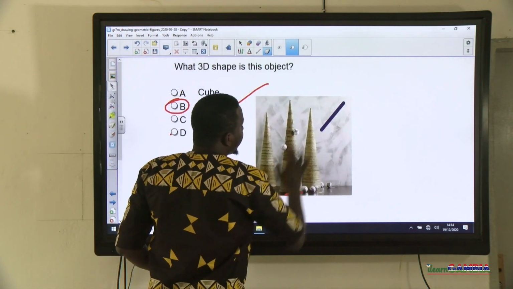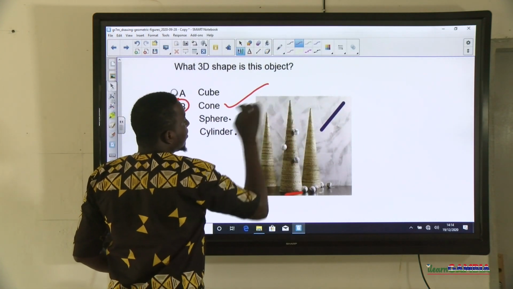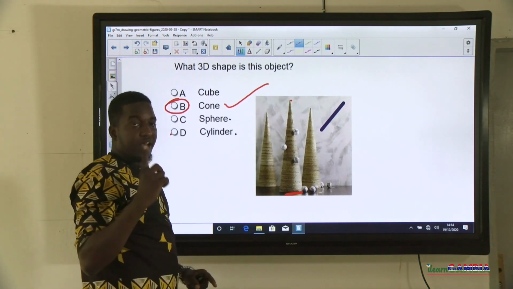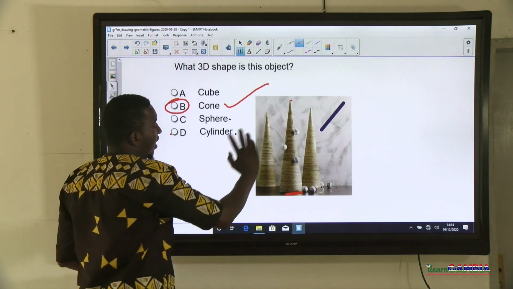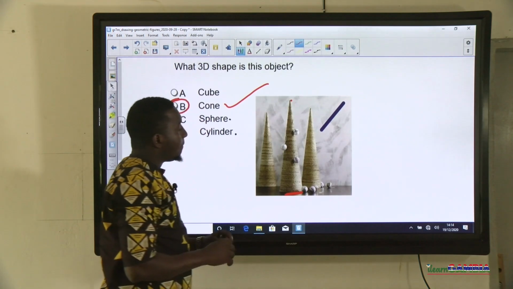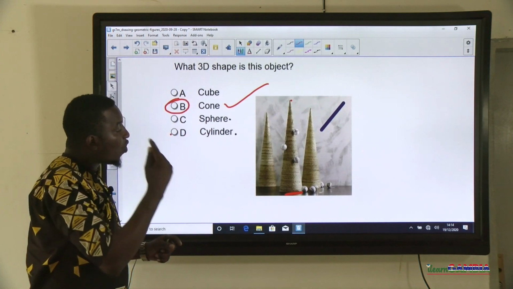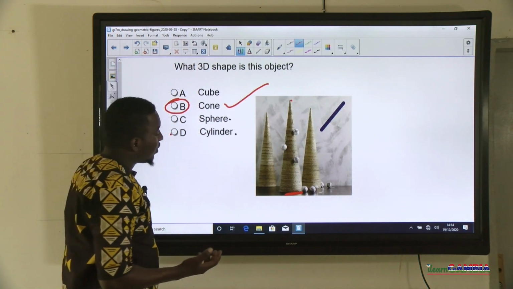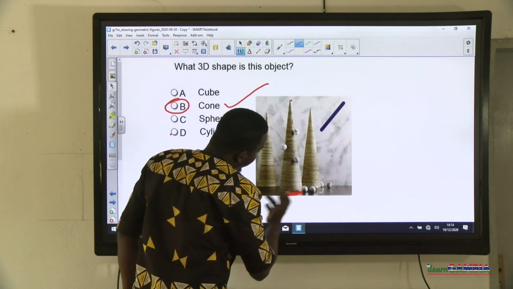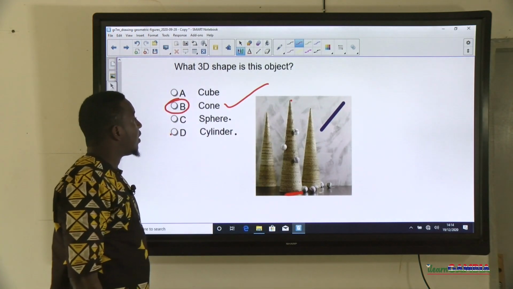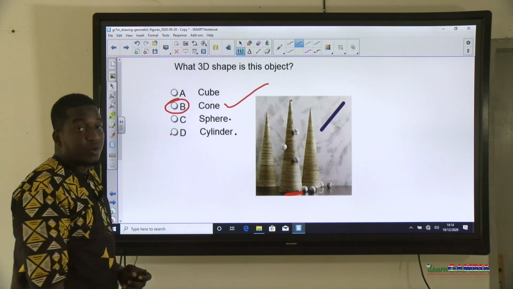It has a vertex. It also has a curved surface, and also it has what we call a flat face. So the object that we have there is a cone.